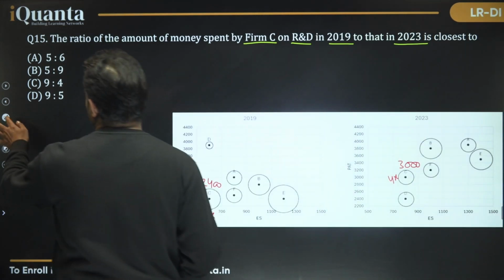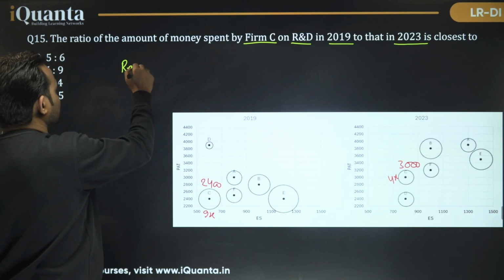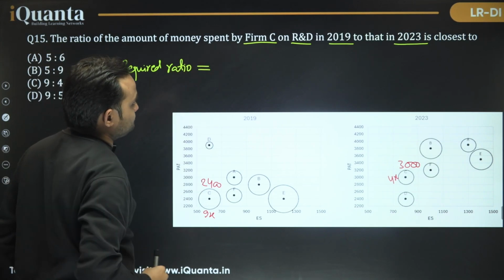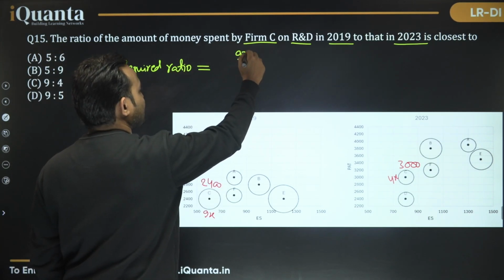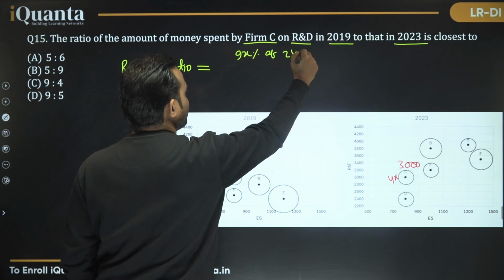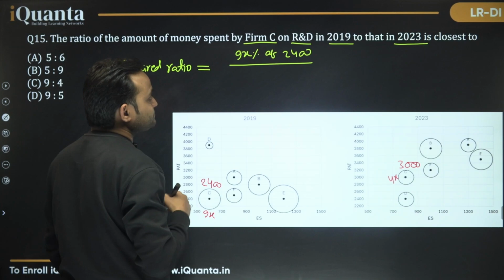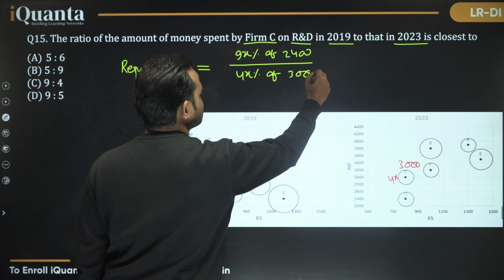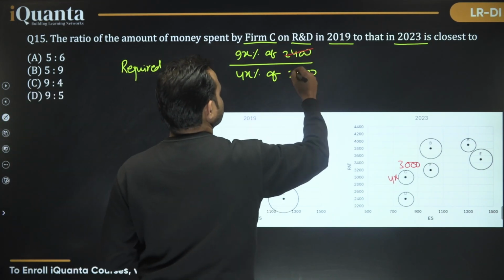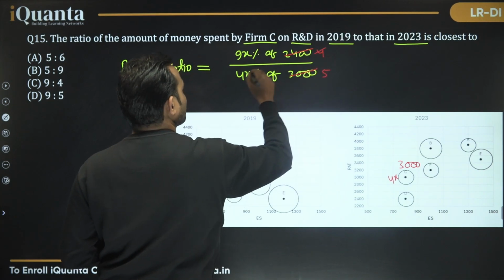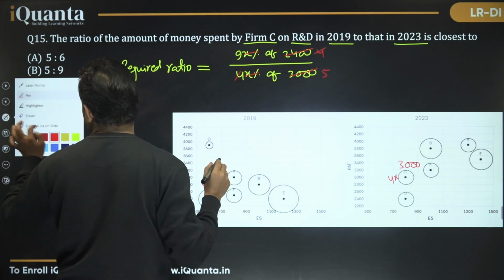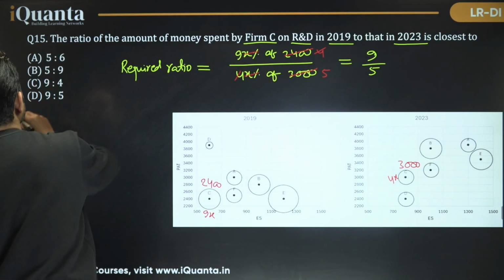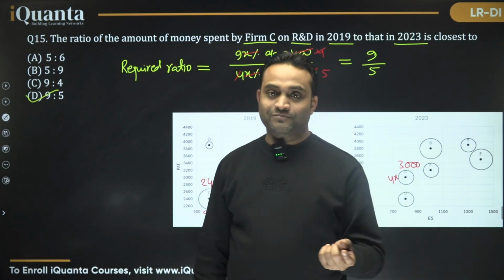So the required ratio will be equal to, in 2019, 9x% of 2400 divided by 4x% of 3000. So in that case, this is 4 upon 5, the 4s cancel out, x% cancels out. What do we get? We get 9 by 5. So our answer is option D, which is 9:5. Okay.